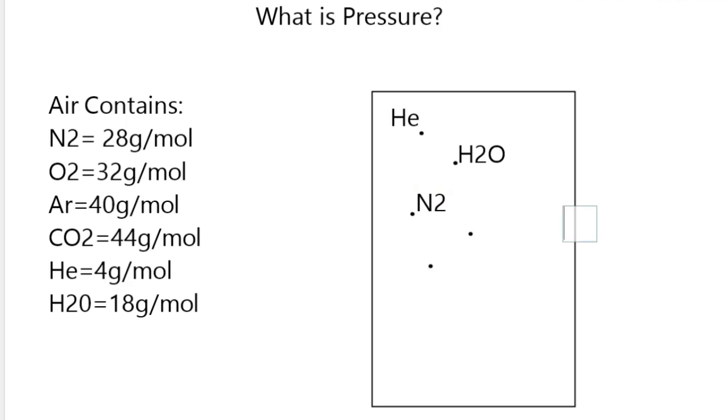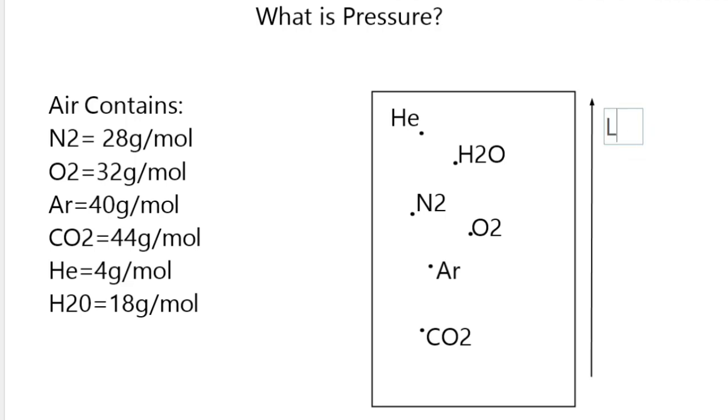But let's just say it's completely random. It's around 30 grams per mole. Oxygen is 32 grams per mole, so it's going to be the third one. Argon is going to be 40 grams per mole. And carbon dioxide, which has the greatest molar mass, is the one at the lowest point of this container.